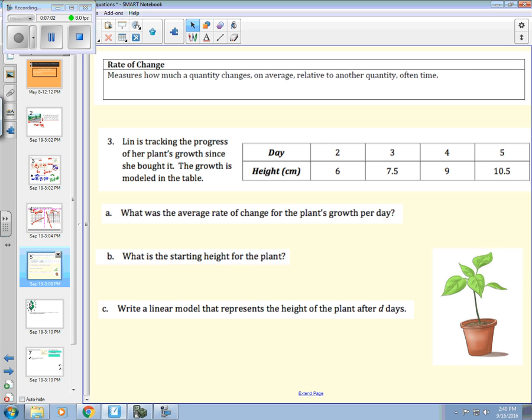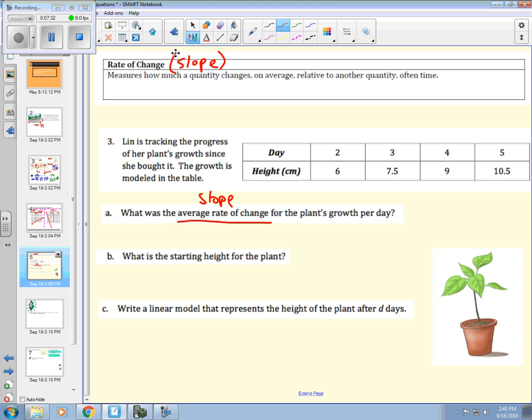Rate of change. Anytime you hear the words rate of change, immediately in your brain you should be thinking slope. Rate of change is just another way of saying slope. So it measures how much a quantity changes on average relative to another quantity, which is often going to be time. So any of these problems where they ask you to find rate of change or average rate of change, as you see here in this next problem, that's just saying slope. You're going to find it exactly like you would slope.